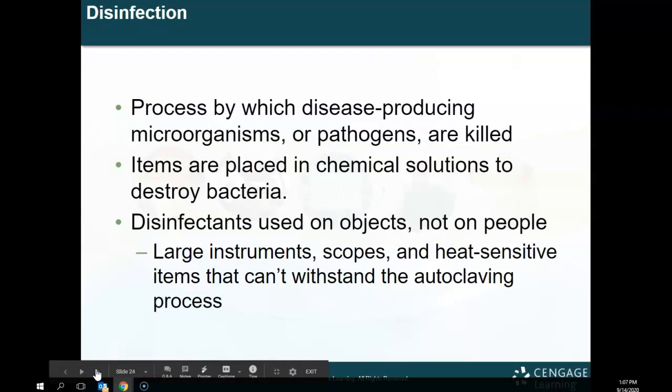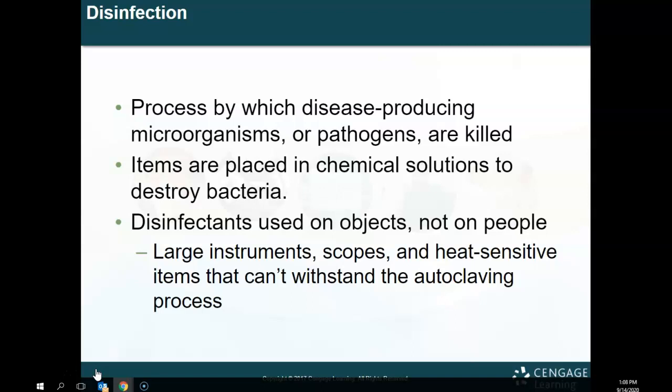Disinfection is the process by which disease-producing microorganisms or pathogens are killed. I'm going to repeat that because it's really important. Disinfection is the process by which disease-producing microorganisms or pathogens are killed. Items are placed in a chemical solution to destroy bacteria. Disinfectants are used on objects, not on people.